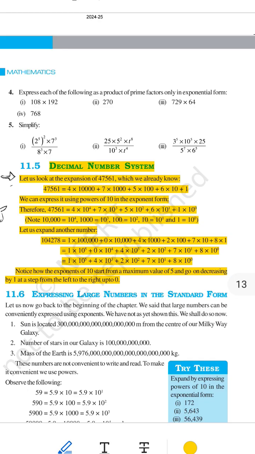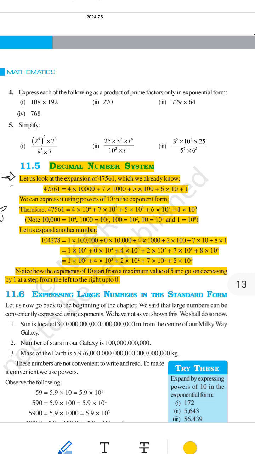Step 2. How does the decimal system work? In this system, each digit in a number has a place. Let's take the number 47561. Every digit here has a value depending on where it is placed. This is called place value. Let's see each digit's place: digit, place value name, and value.